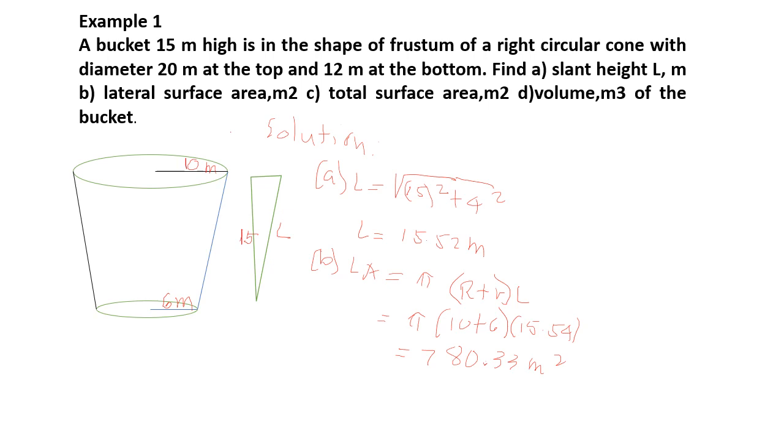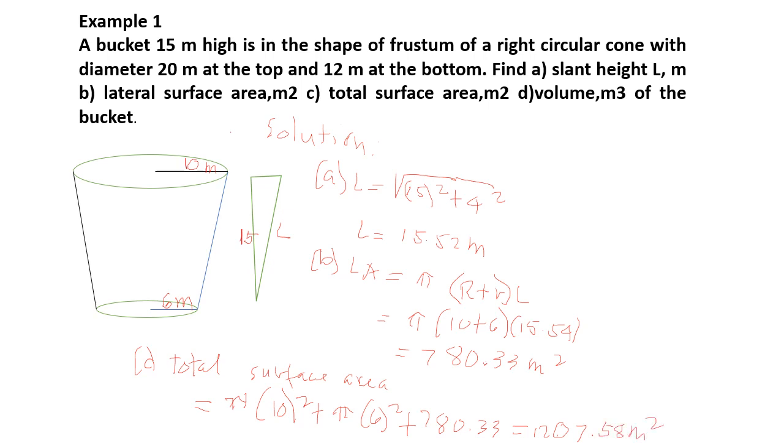For the total surface area, letter C, the total surface area is equivalent to pi times 10 squared plus pi times 6 squared plus 780.33, equivalent to 1207.58 square meters.